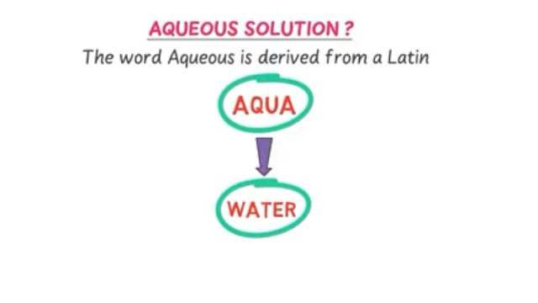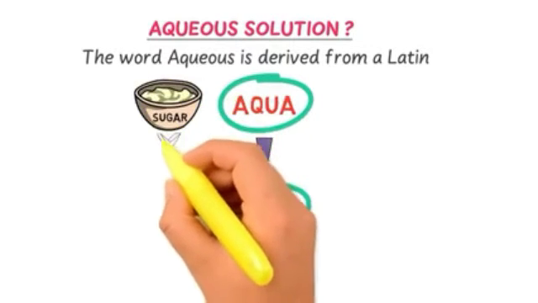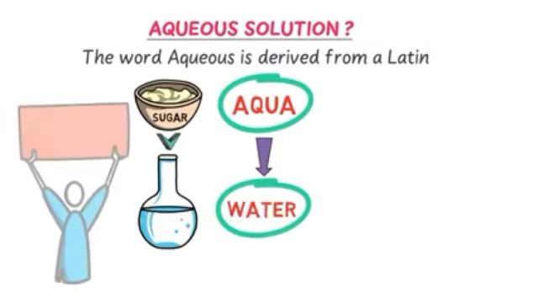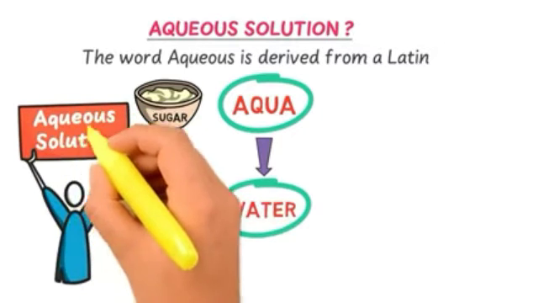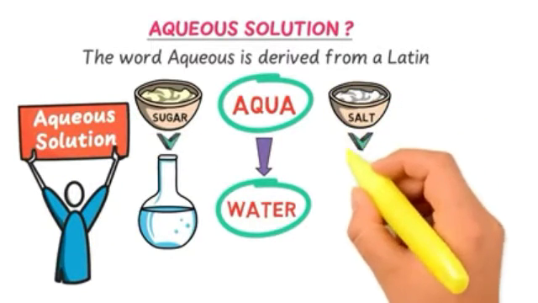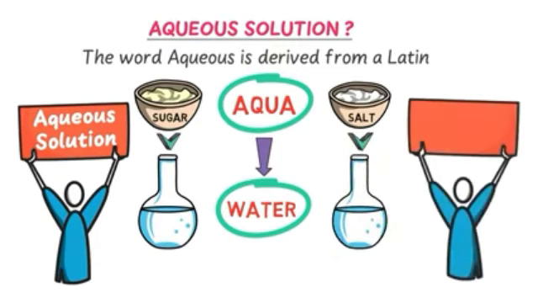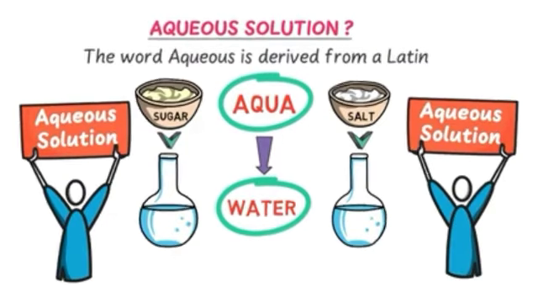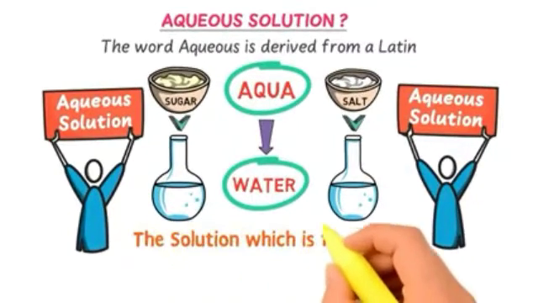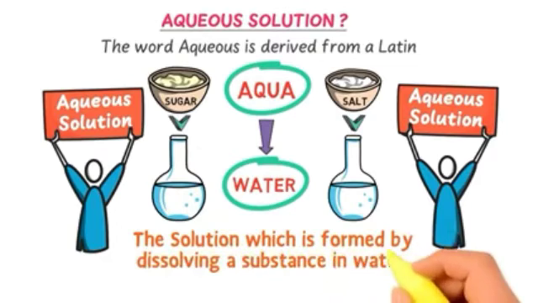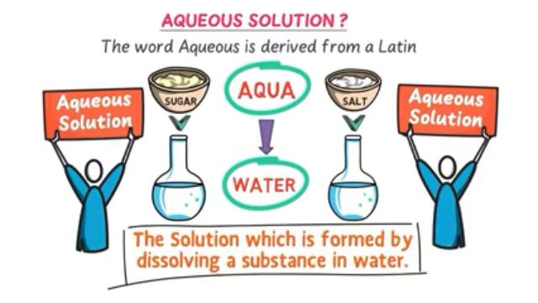Aqueous solution means water solution. For example, when you add sugar into the water, you get aqueous solution. When you add salt into the water, you get aqueous solution. Therefore, we define aqueous solution as the solution which is formed by dissolving a substance in water. Let me repeat it. The solution which is formed by dissolving a substance in water is called aqueous solution.